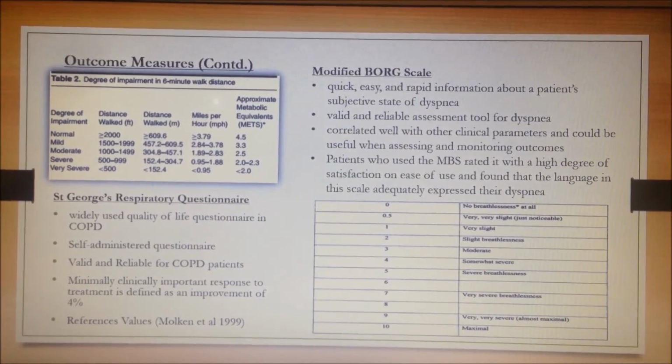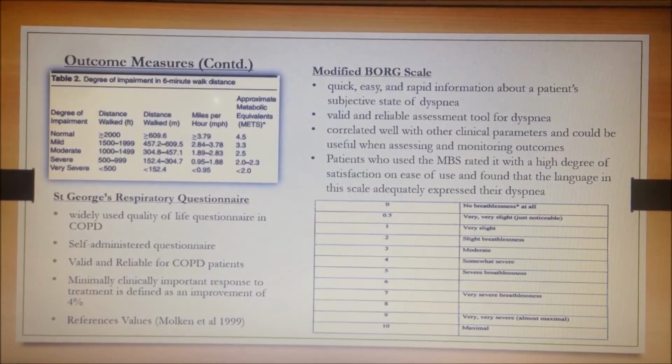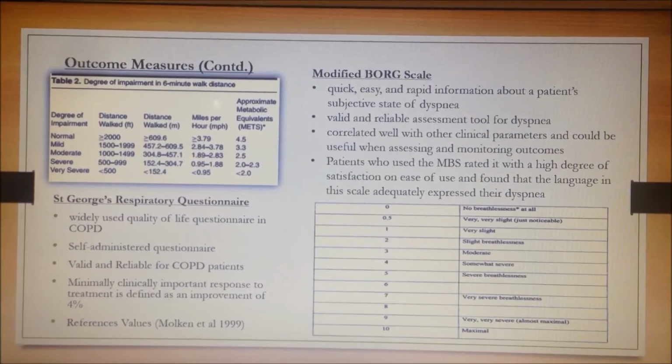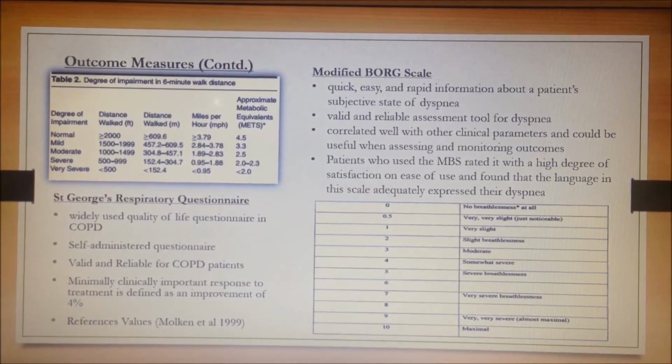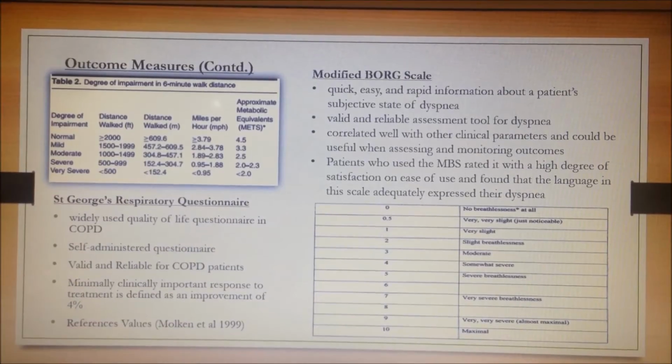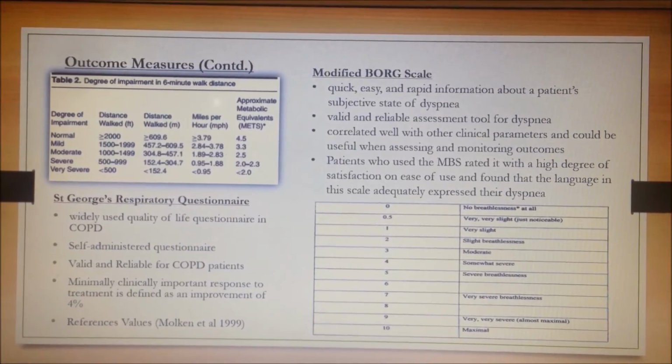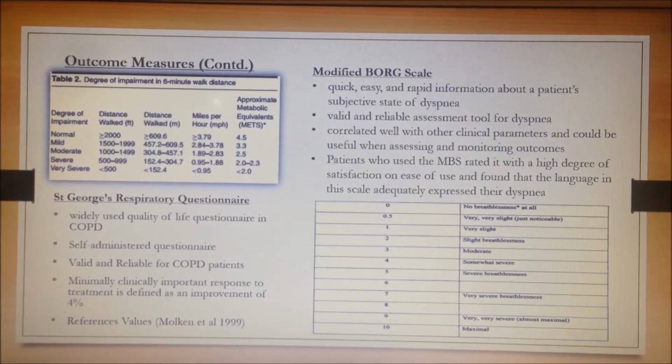Patients who used the MBS rated it with a high degree of satisfaction on ease of use and found that the language in this scale adequately expressed their dyspnea. The table on the bottom right-hand side of the slide shows that it rates from 0 to 10, 0 being no breathlessness at all, 5 being severe breathlessness, and 10 being maximal.